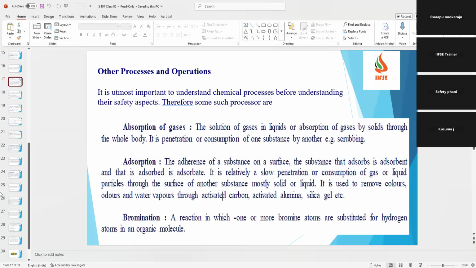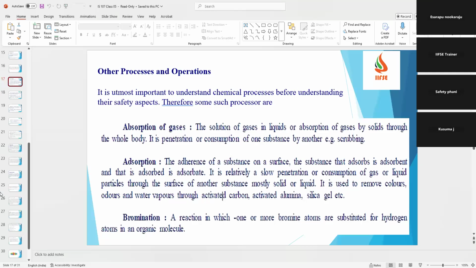It is a relatively slow penetration and consumption of gas or liquid particles through the surface of another substance, mostly solid or liquid. It is used to remove colors, odors, or water vapors through activated carbon, activated alumina, silica gels. Silica gel packs you get in parcels if you book any articles on Flipkart or Amazon, so that it can adsorb. It uses that principle to take out the moisture in the packages.